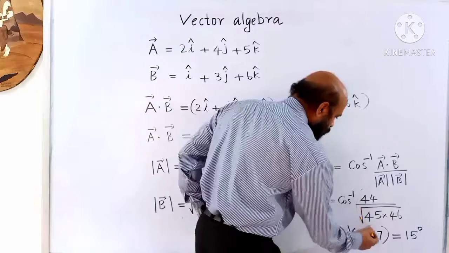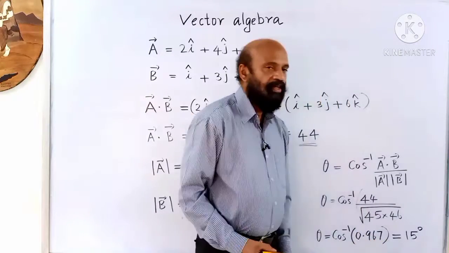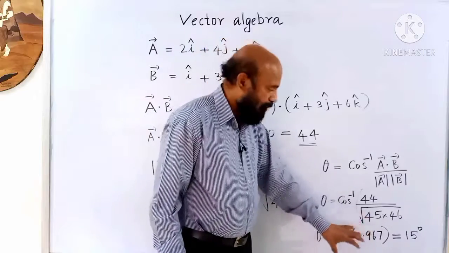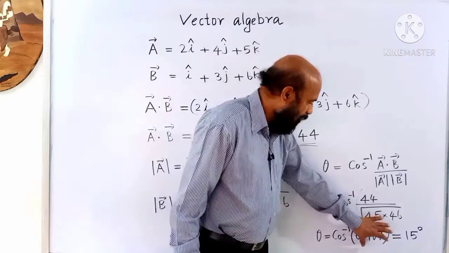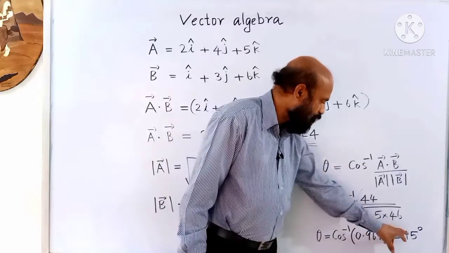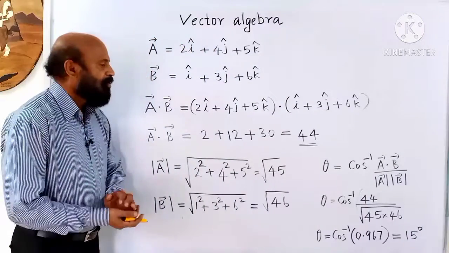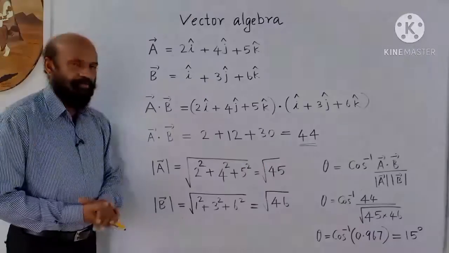So if you do this calculation, you will get 0.967. From natural cosine table, you can get the angle. So cos inverse 0.967 is 15 degree. So angle between the vectors is 15 degree.